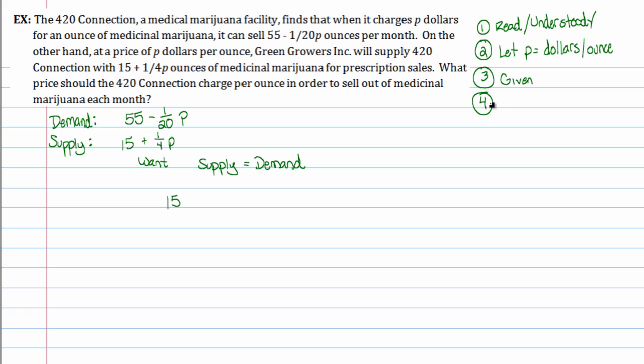Fourth thing we're going to do is build an equation involving these, and that's this part right here: we want supply to equal demand. So supply is 15 plus 1/4 P, and we want that to equal demand, which is 55 minus 1/20th P. And actually, I should make a mention here.